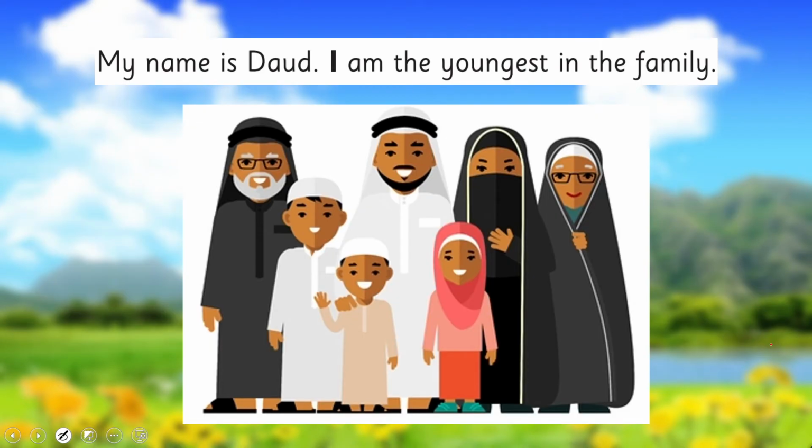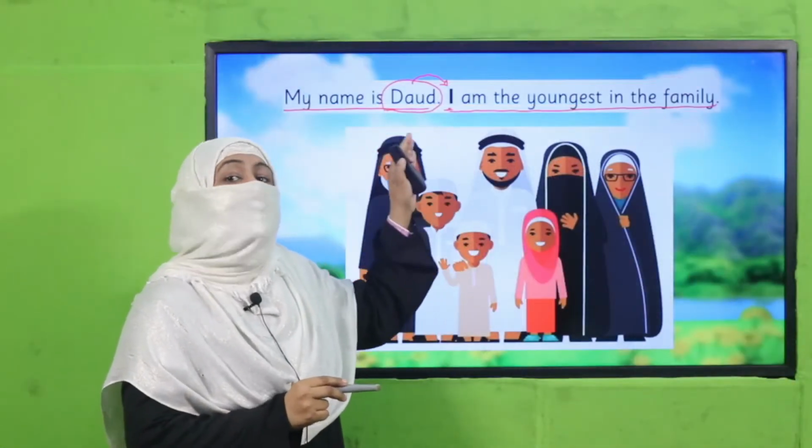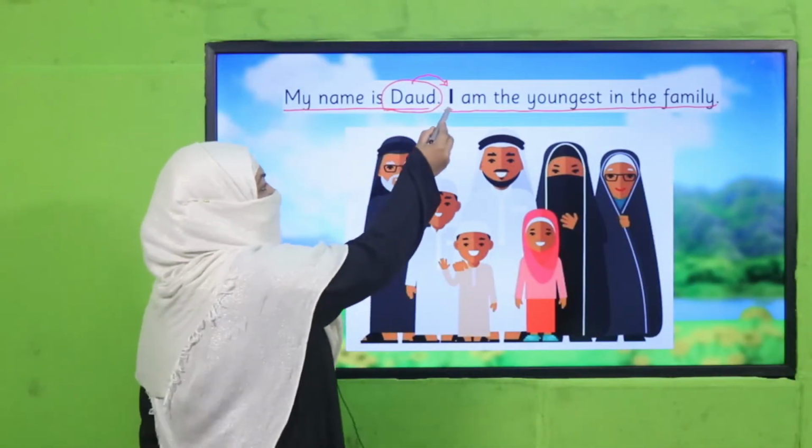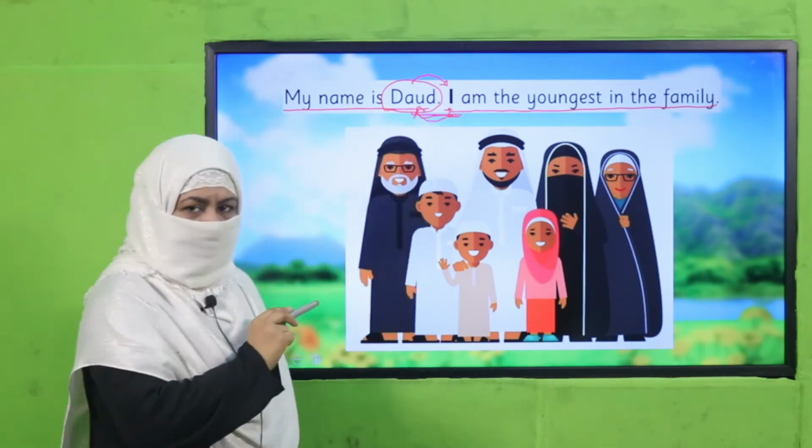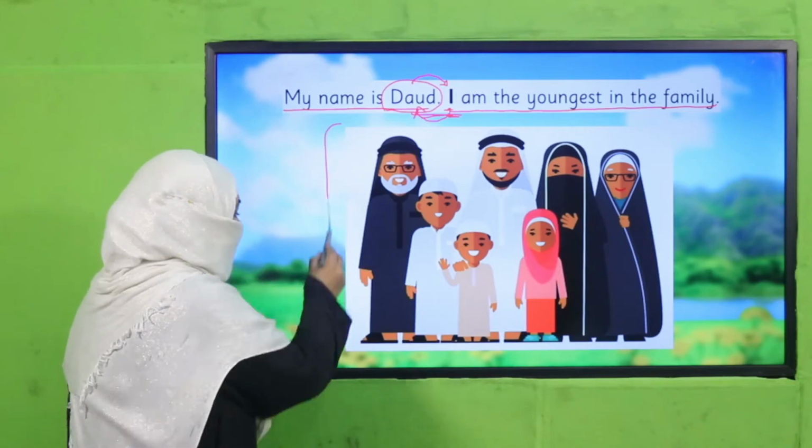Let's understand with the help of an example. My name is Daud. I am the youngest in the family. Now, my name is Daud, okay? And Daud is saying I. Now, this name has been replaced with a pronoun I. He's not saying, my name is Daud, Daud is the youngest. I am the youngest. Now we know, because we can link it, this I is actually the replacement of Daud. Now look at this picture and tell me, who is Daud?